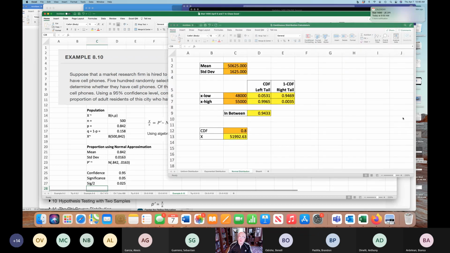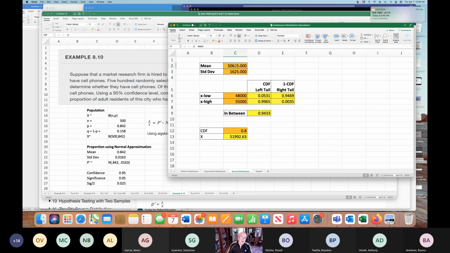So if I go to my normal distribution calculator and I put my mean in as 0.842, and a standard deviation of 0.0163, and I want to find the lower tail, the lower limit, I want a probability of 0.025 less than that. And it gives me 0.81. So let's put 0.81 in here.